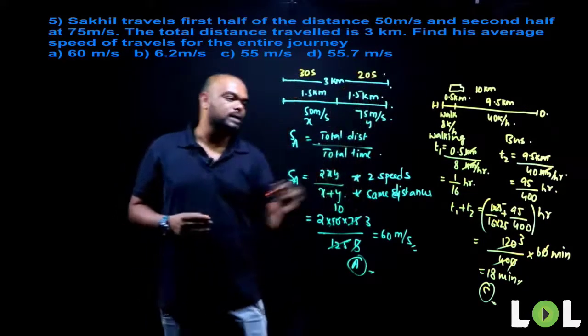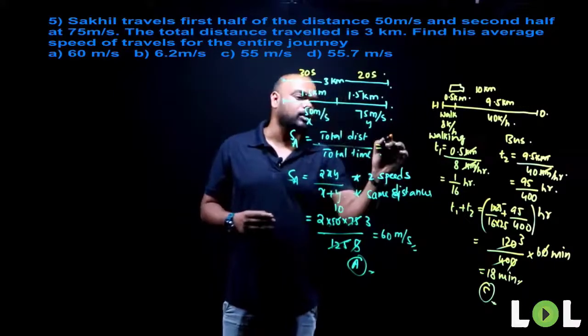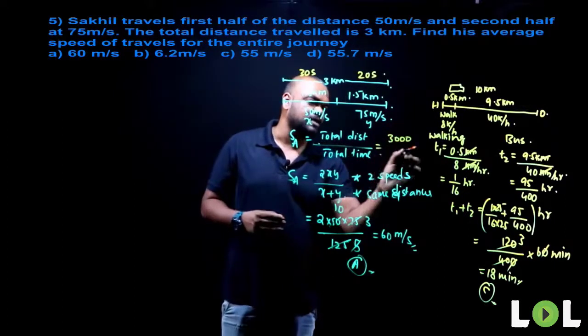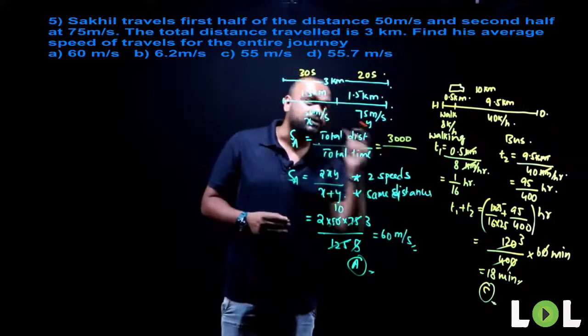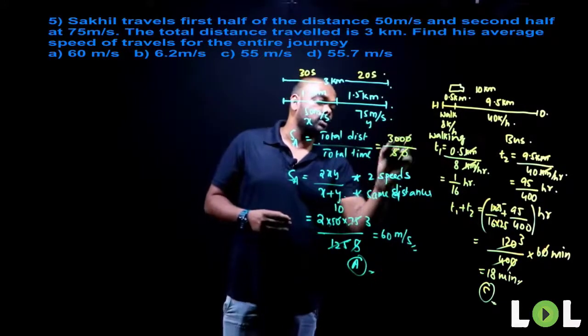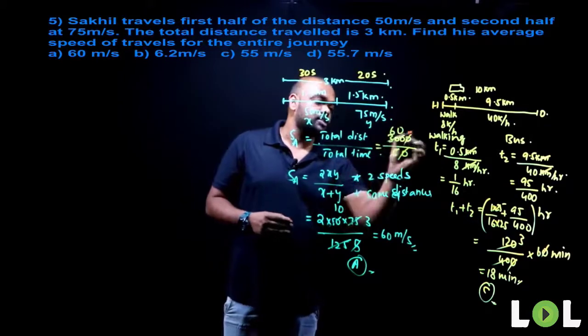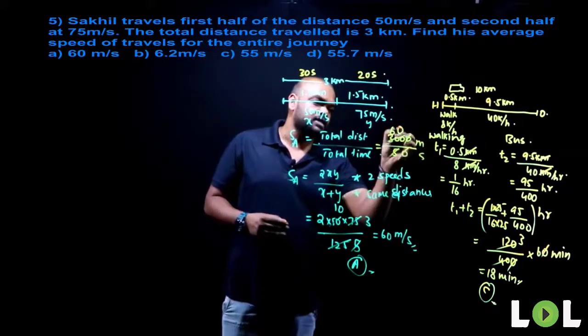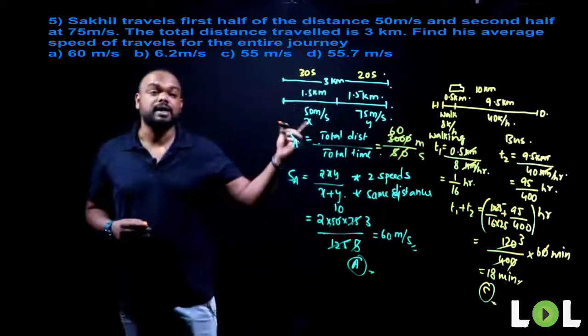Total distance by total time taken. Total distance is 3 kilometer. I'll write it in meters, 3000 meter. Total time 30 plus 20, 50 seconds. Okay, so 5 into 60. 60, this is meter, this is second. 60 meter per second, exactly same answer you will get it, Shrishant.